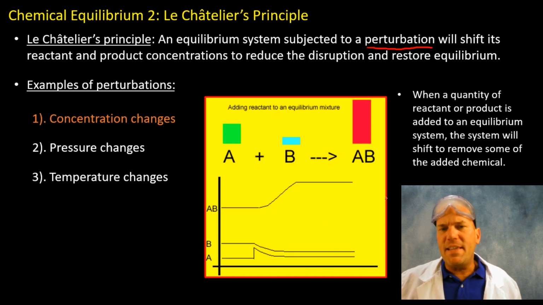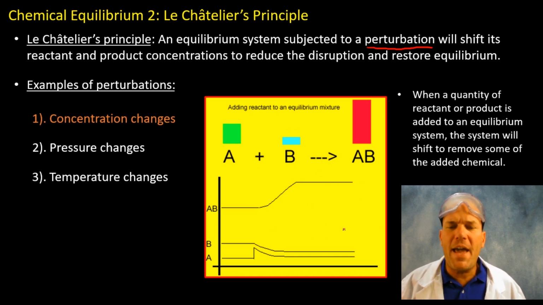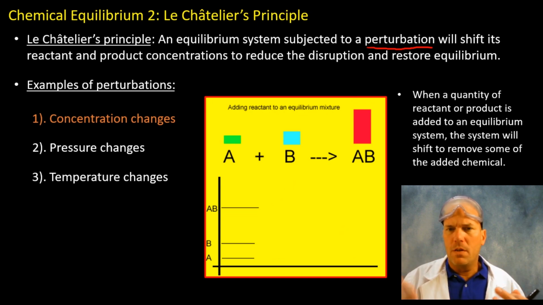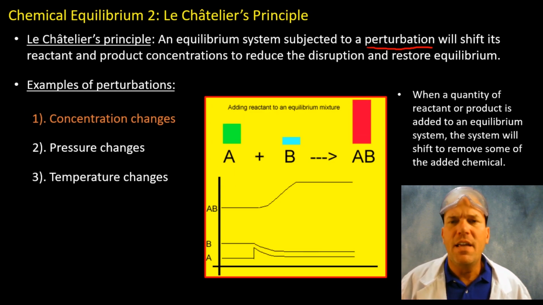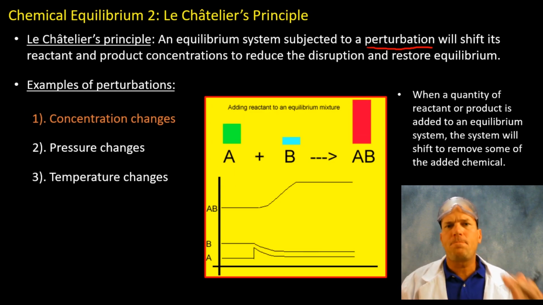Now, what do we see at the end? We see here that equilibrium has been restored, where the concentrations of the reactants and the products remain constant. That is defined as dynamic equilibrium.